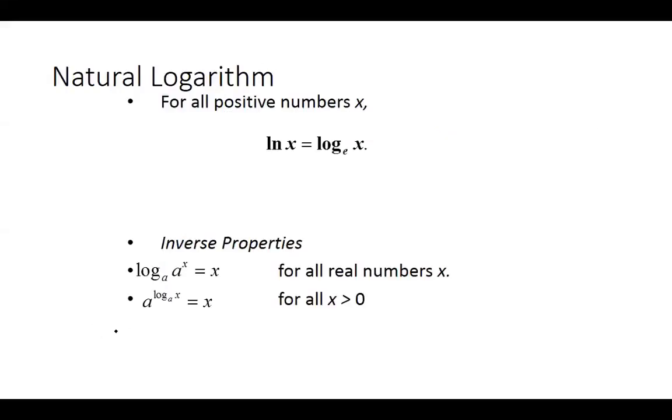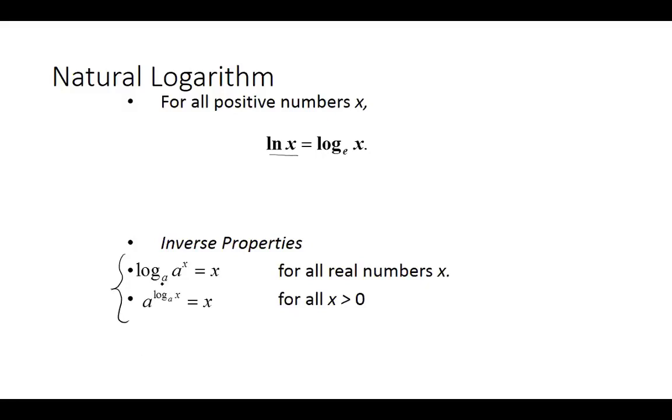For all positive numbers x, this is called the natural log. The symbol is ln. The natural log of x is a log with the base e. Remember the fixed number e we talked about? And the inverse property. Now, these two properties are going to show up quite a bit in a lot of calculations. I suggest you write them down on your summary sheet.